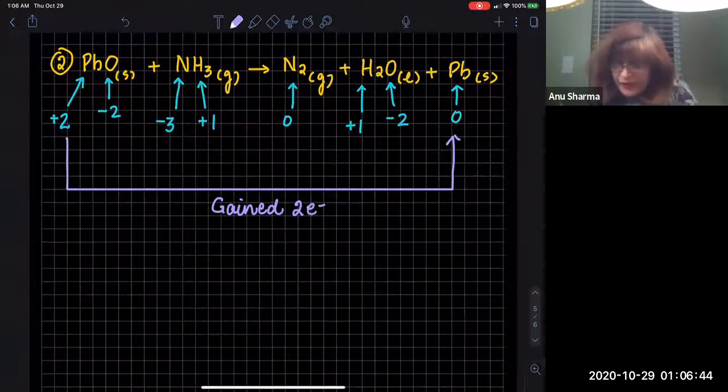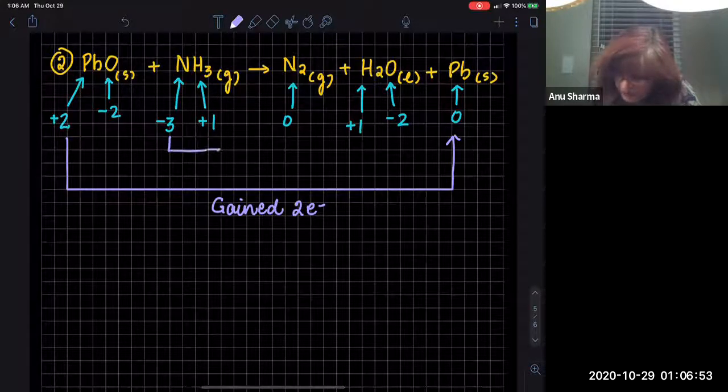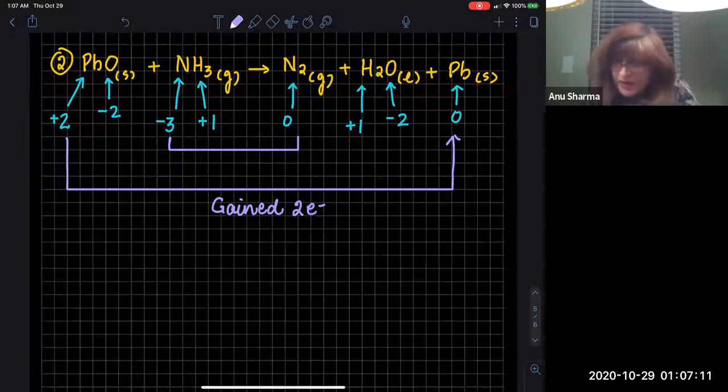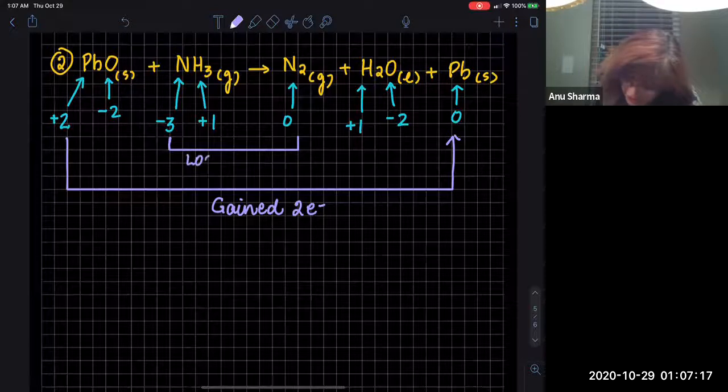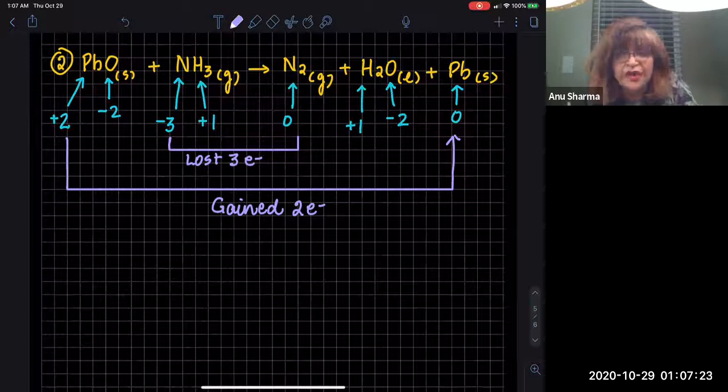Okay. On the other hand, look at nitrogen. Nitrogen has gone from a -3 state to a 0 state. So in this case, it has lost 3 electrons. Nitrogen has lost 3 electrons. That is why it has got a 0 charge. And on the other hand, lead has gained 2 electrons.